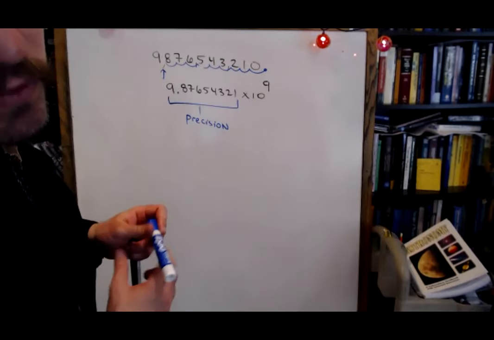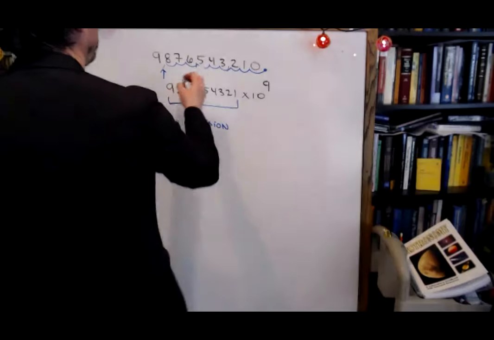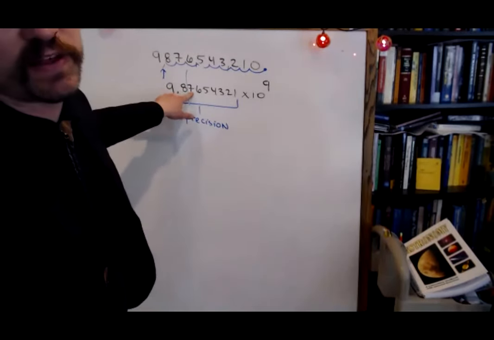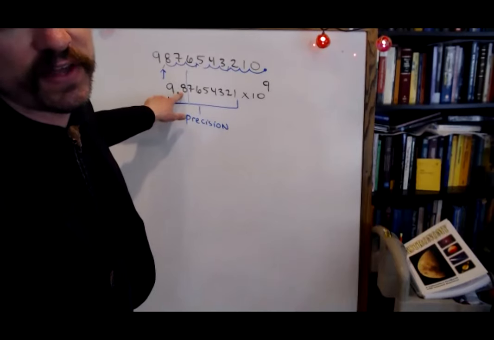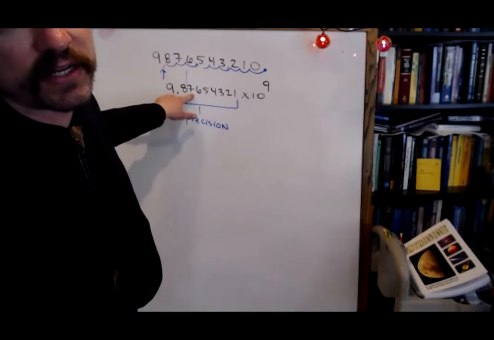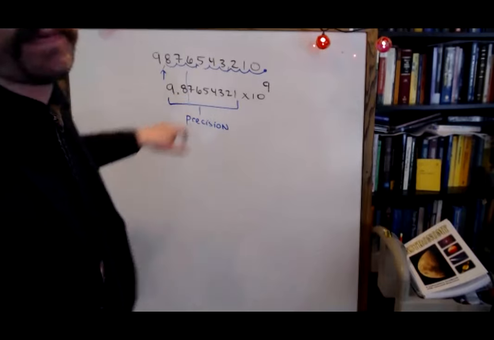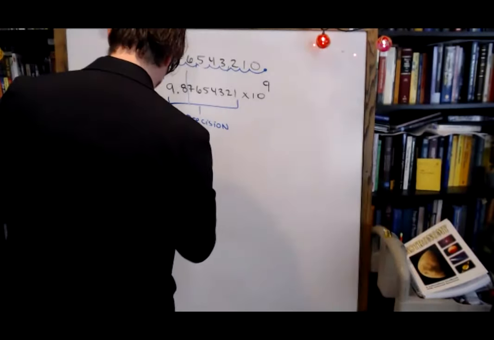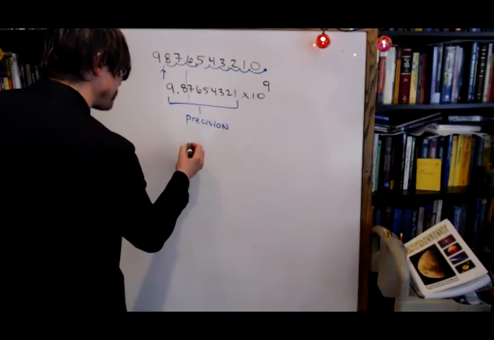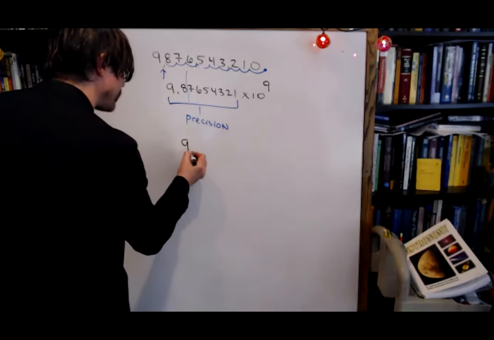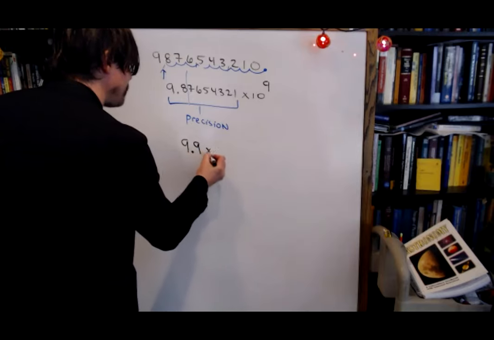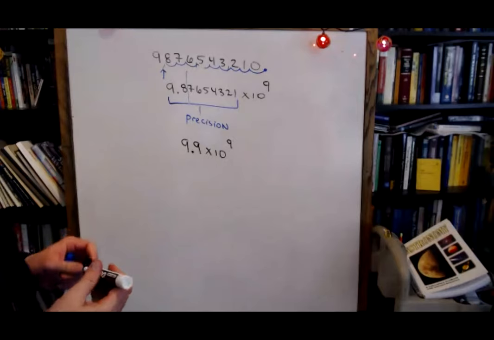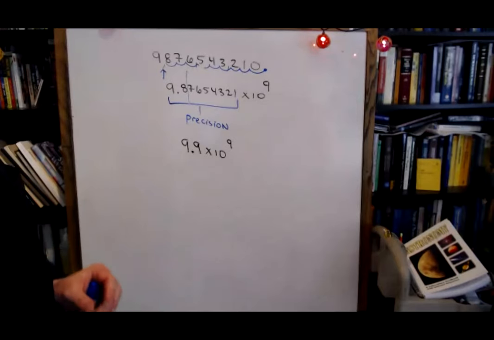Now, if you guys remember the rules for rounding, if I want to cut my number there, if the number that I'm about to chop off is 5 or greater, I have to round this dude up. If the number I'm going to chop is less than 5, I keep it flat. 7 is greater than 5, so I would round this number as 9.9 times 10 to the 9. And now it looks a bit more compactful.